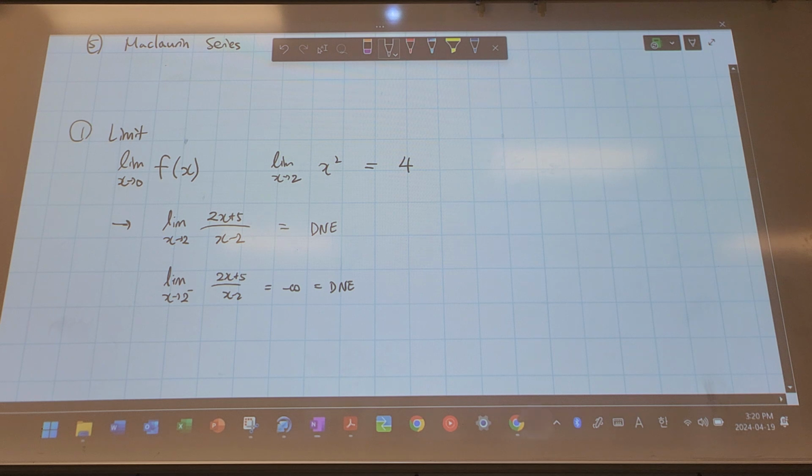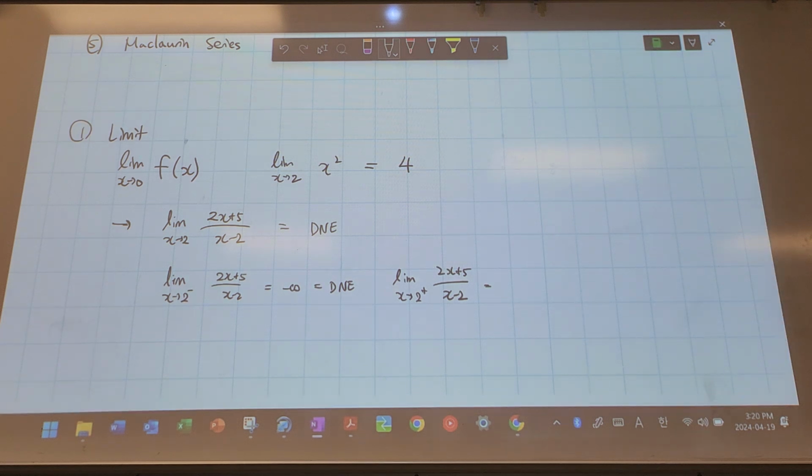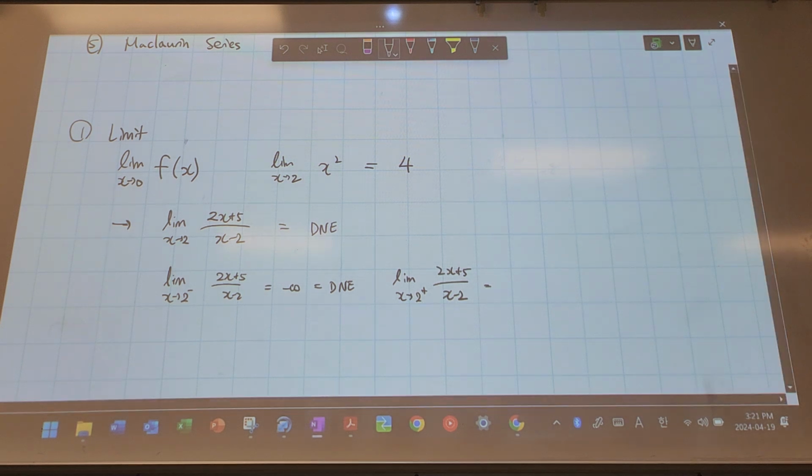The concept is different. And of course, if I take the limit as x goes to 2 from the positive side, which we can say goes from the right hand side, it's probably going upwards. I don't know what the graph of 2x plus 5 over x minus 2 looks like, but assuming that, it's going to be positive infinity, which is still does not exist. But still, we can see how the direction sometimes matters, right?